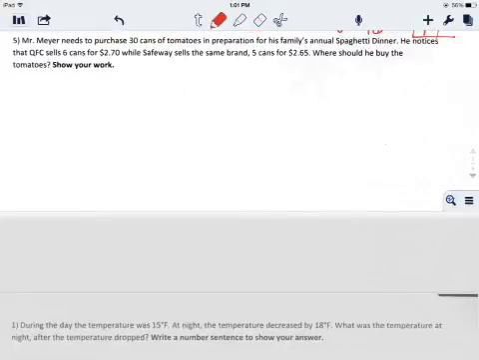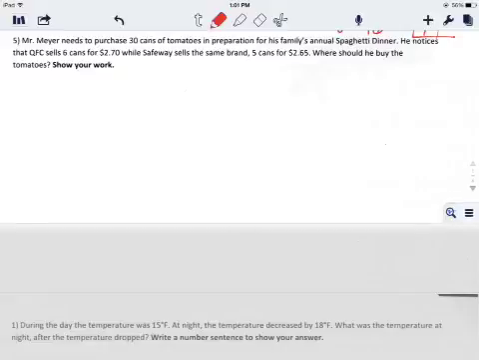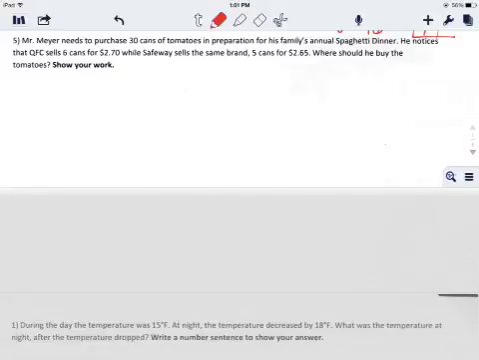So, Mr. Meyer needs to get 30 cans of tomatoes in preparation for his family's annual spaghetti dinner. I go to QFC, and apparently I go to Safeway also, and I'm comparing the price of these cans. And I want to know which store has the cheaper cans. And this is a good question, right? Oftentimes you don't have to go to two different stores. You can just look at two different brands in the same store. But let's just figure it out here.